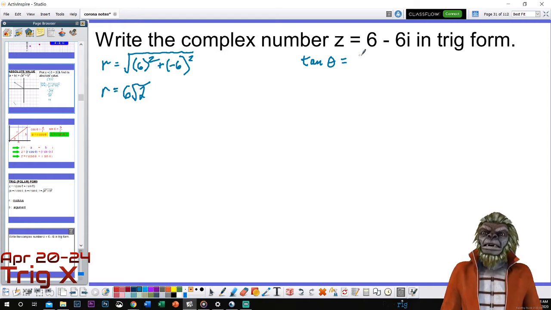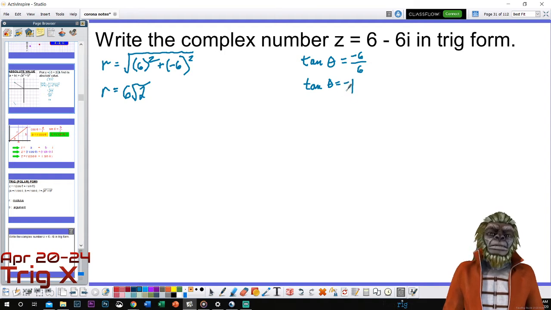Let's move on to tangent. Tangent is the y value, or in this case the i value, over the x, or in this case the real. Then, if it simplifies to a nice pretty number like this one, go ahead and simplify it. Now, fortunately for us, we know the tangent of -1, or if we don't, we certainly should.